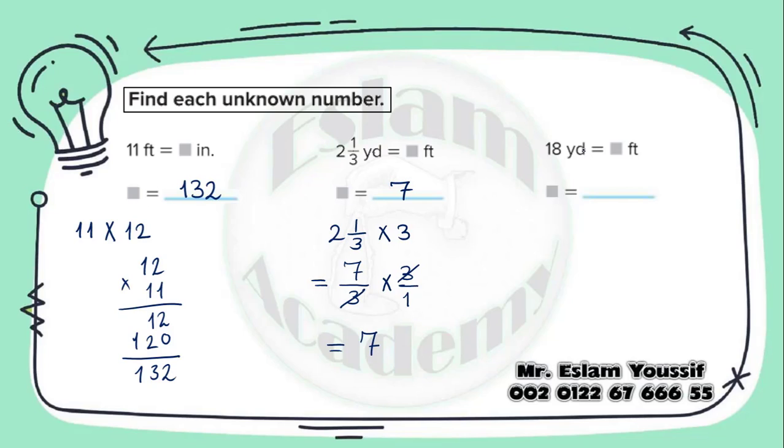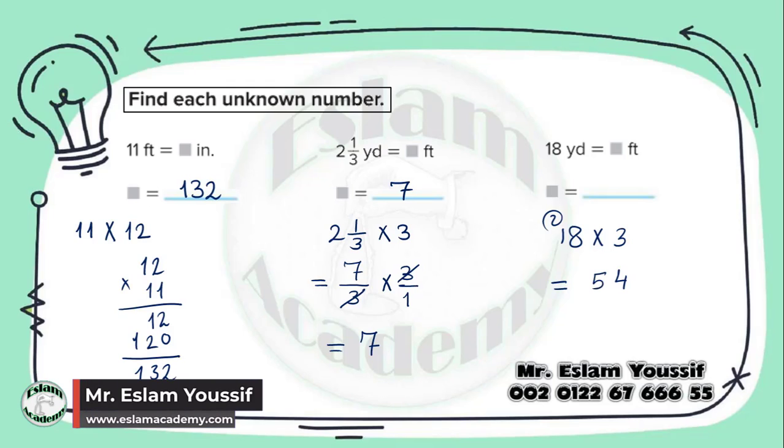Again, one more time. From yards to feet. As we said, we just write 18 without any change. From yards to feet, it means we multiply because we convert from the greatest unit to the smallest unit. Now we will multiply by 3 because 1 yard is equal to 3 feet. So 3 times 8 equals 24. Write 4 and carry 2. 3 times 1 equals 3 plus 2 equals 5. So the answer now will be equal to 54. And that's how we can convert between the customary units.